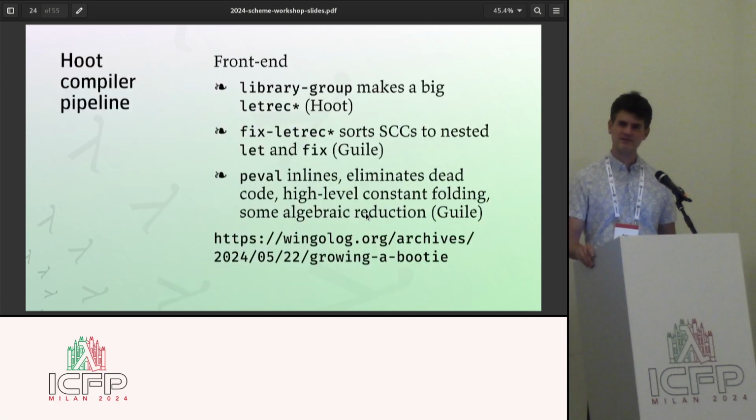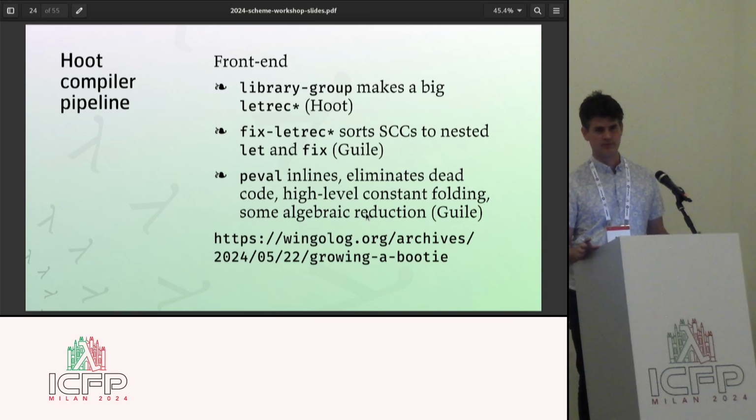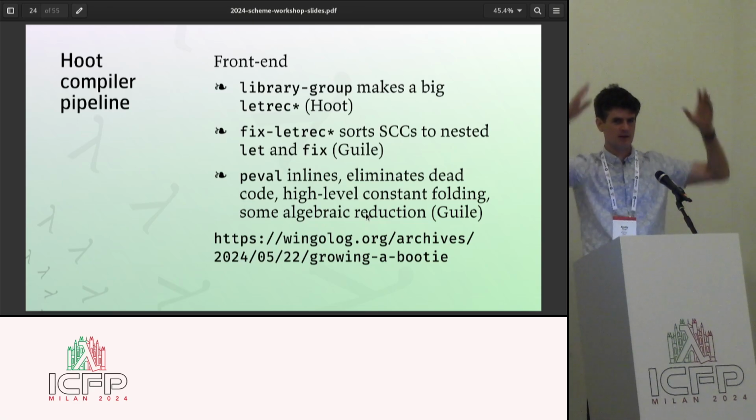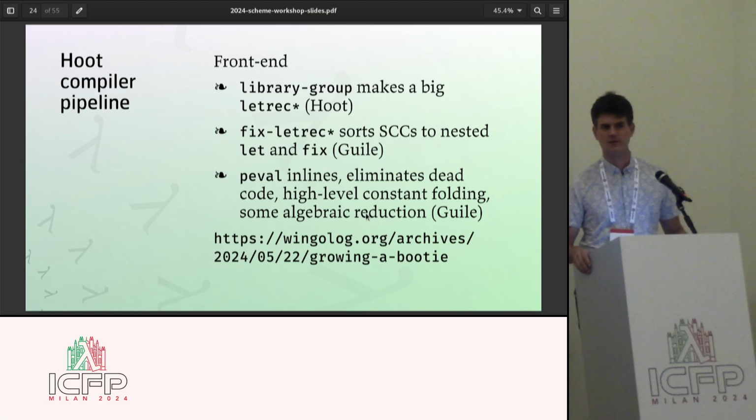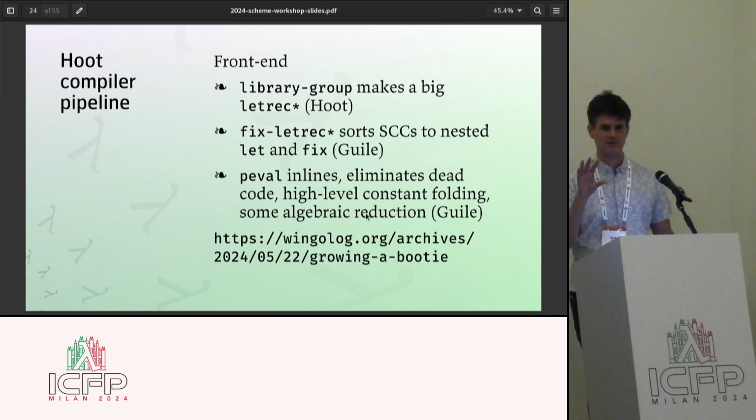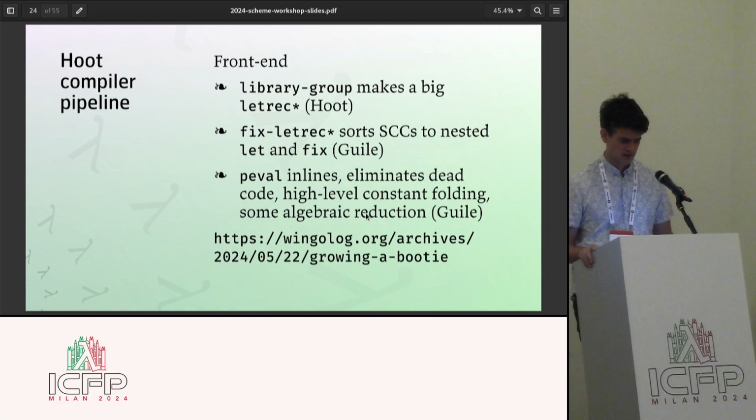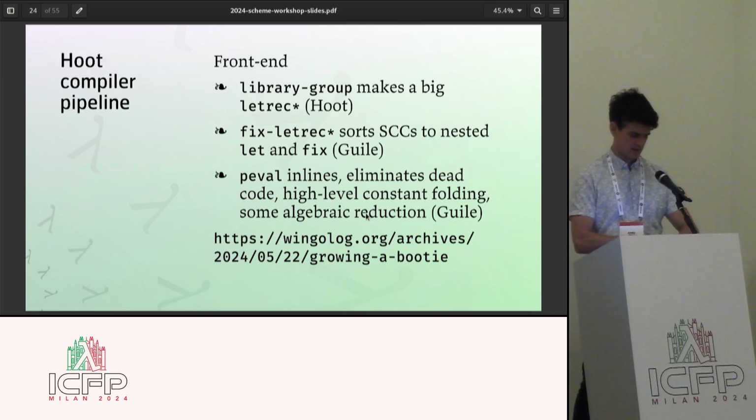But let's talk about the compiler, because I used to play games, but now I write compilers, because compilers are the game, right? So the basic structure is on the front end, we have a library group implementation. This is Andy Keep's work from 10 or 12 years ago, that essentially takes your set of modules and packs them into a big letrec*. And then we let the front end chew on this a bit. The partial evaluator will include only the things that are needed on the high level, and also do some inlining and code folding and things like this, which is also the Waddell-Dybvig online partial evaluator. And then, let's see.